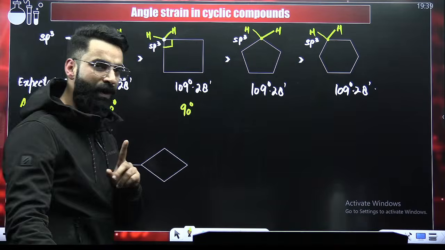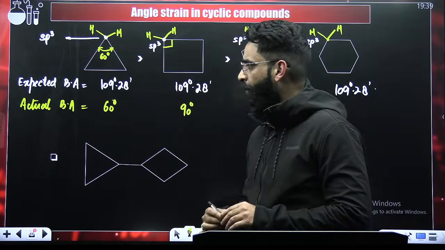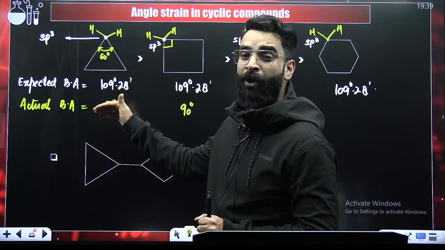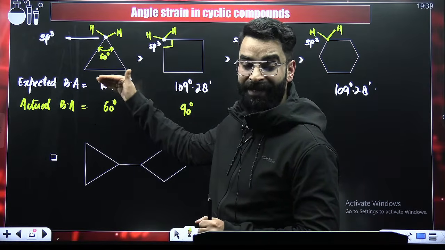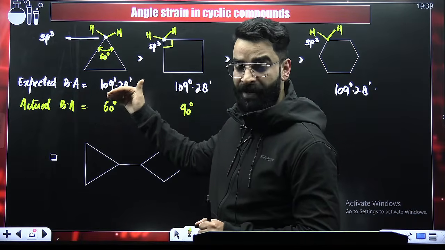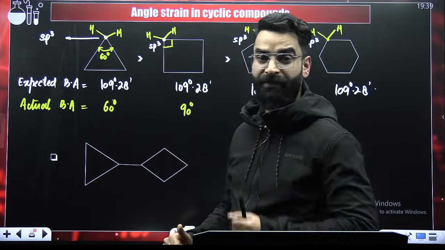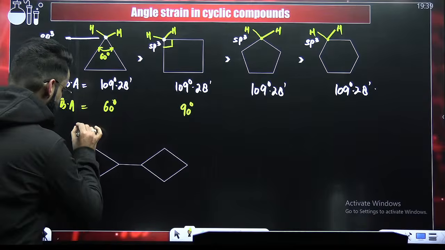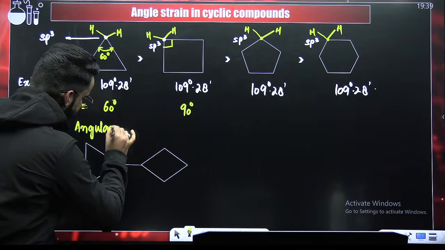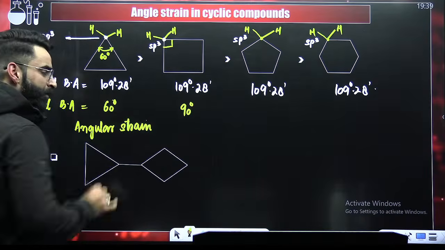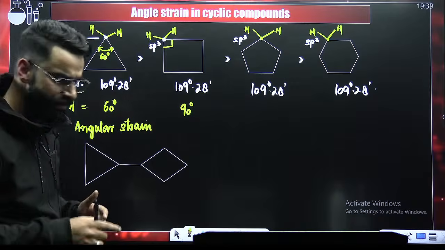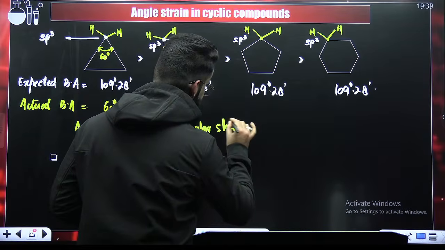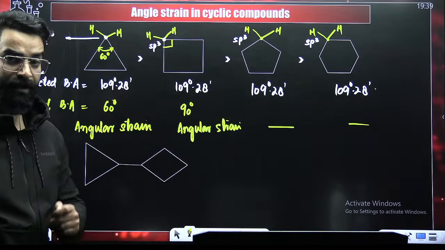My dear students, remember one simple thing. Whenever the expected bond angle and the actual bond angle come out to be different, at that point of time, we say the molecule is under angular strain. So I would say this particular molecule is under angular strain. So all these molecules here are under angular strain.